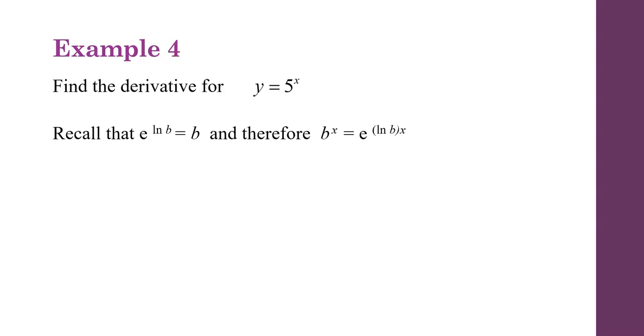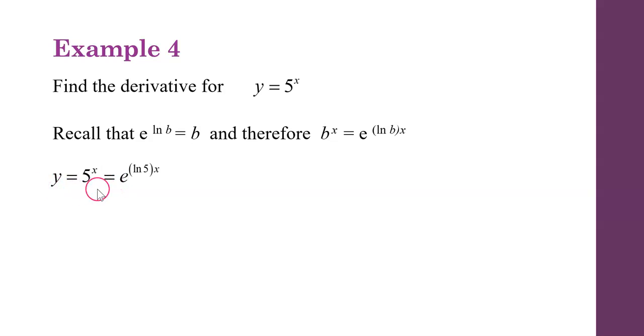If you recall, if I take e to the natural log of b, that's equal to b, right? e and natural log are inverse functions. So e composed with natural log of b gives me b. That means if I have b to the x power, on the other side I would have e to the natural log of b times x. Okay, so that lets me rewrite 5 to the x. So 5 to the x can be rewritten as e to the natural log of 5 times x.